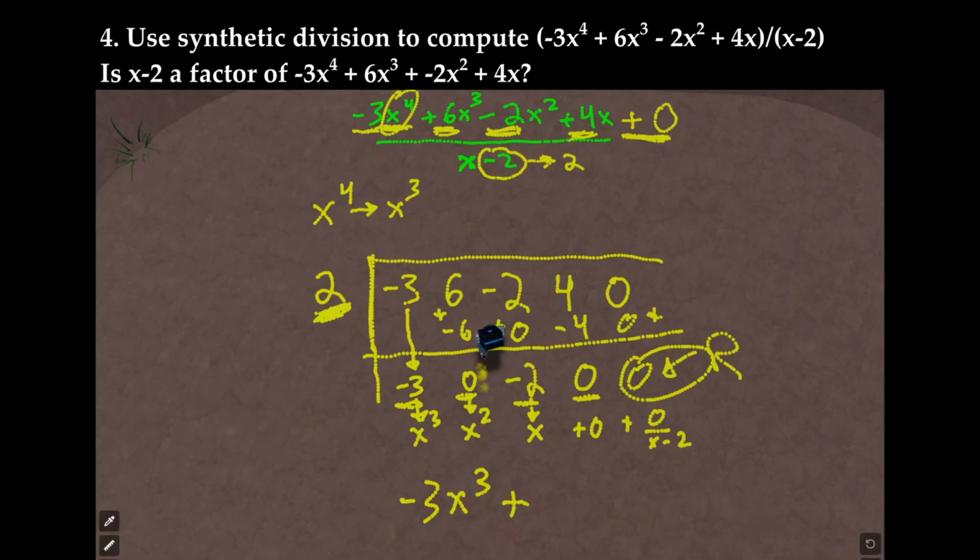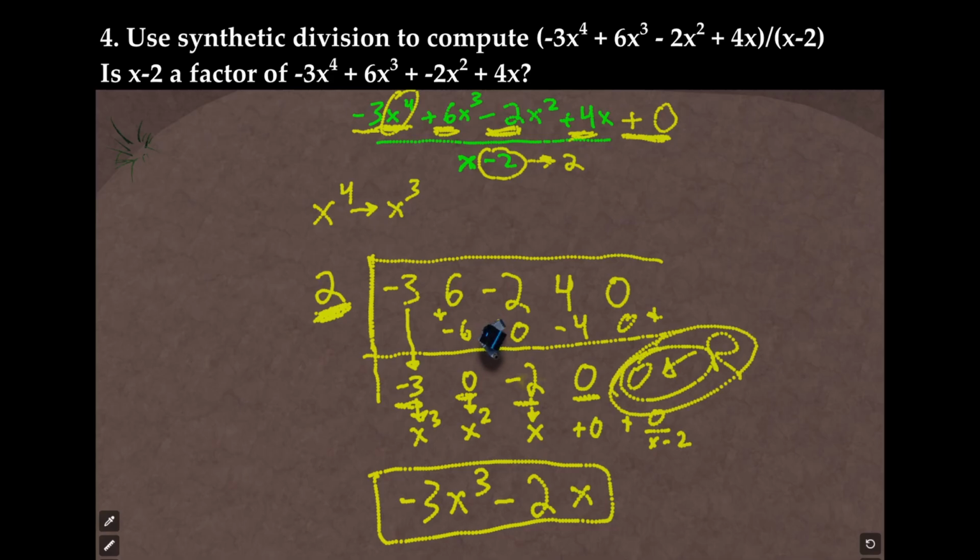So we have minus 3x cubed minus 2x. And that is the answer if you do minus 3x to the fourth power plus 6x cubed minus 2x squared plus 4x divided by x minus 2. And then I want to point out that because the remainder is 0, we can say that x minus 2 is indeed a factor of minus 3x to the fourth power plus 6x cubed minus 2x squared plus 4x.